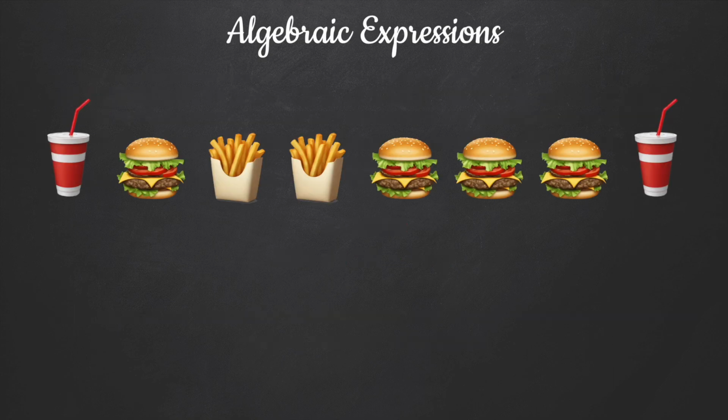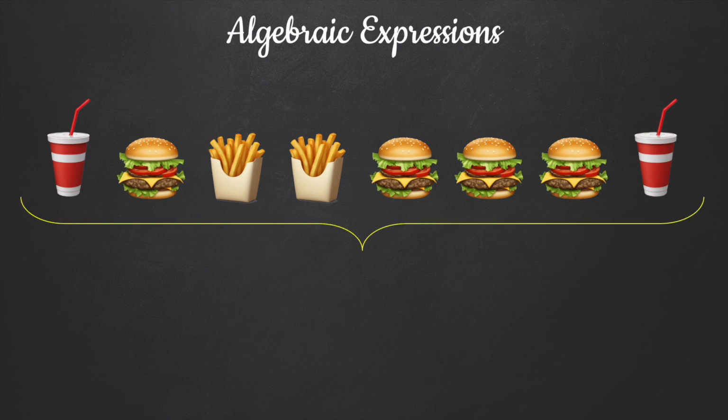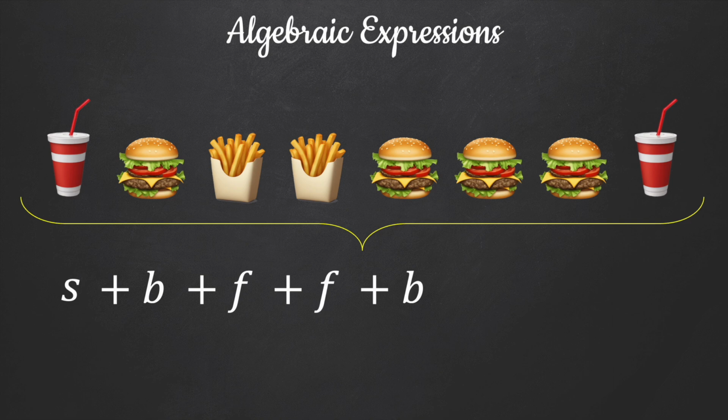So let's go over an example. Here we have someone's order. They ordered a soda, a burger, fries, another set of fries, a burger, and another soda. If we don't know the cost of each item, we would add up the cost of the soda plus the burger plus the fries plus the fries plus the burger plus the burger plus the burger plus the soda. So that's quite a lot.